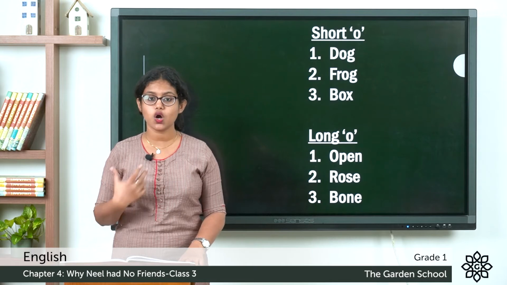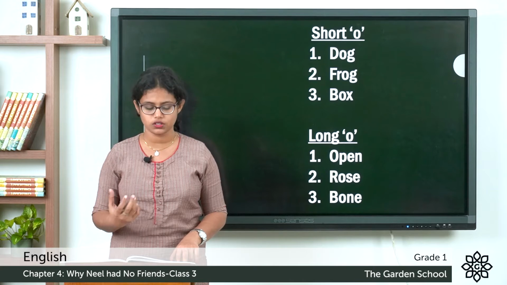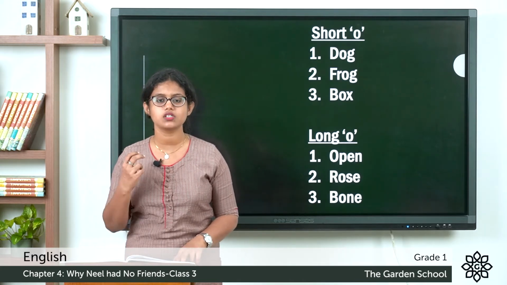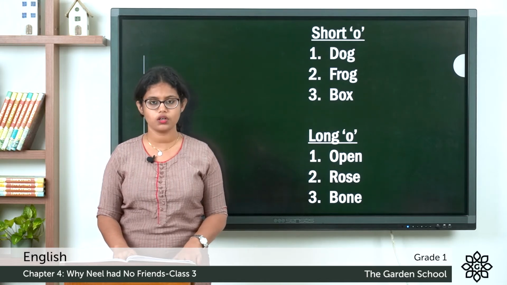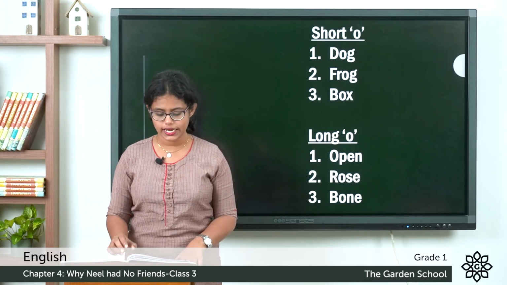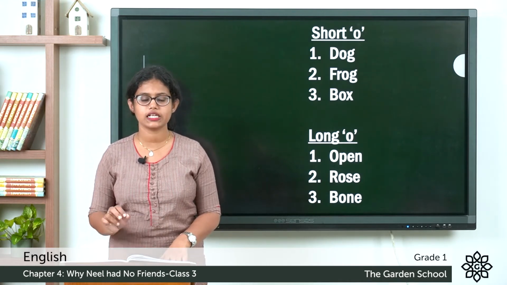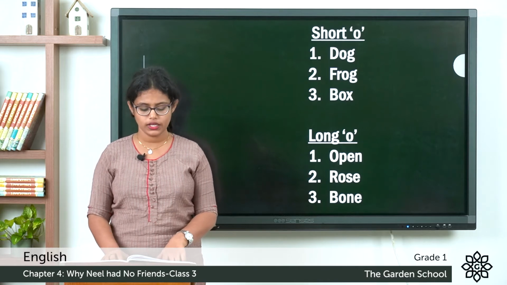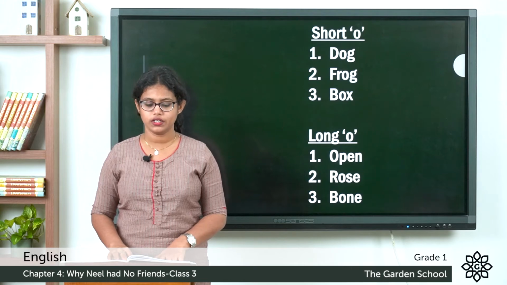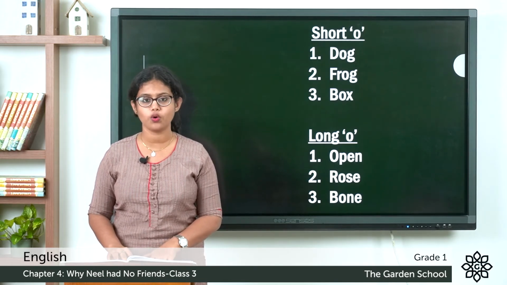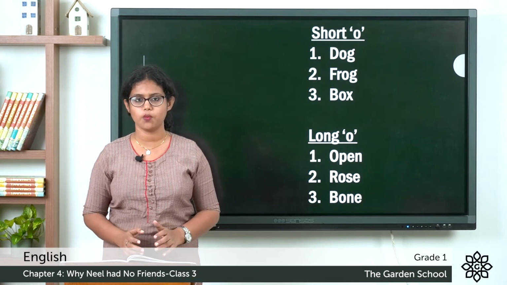First, let's start with short O. So, which all words are with short O? So, let's read. Dog. It sounds short O. So, you can write it in the first box, dog. Next, frog. It has short sound of O. Then, box. It has also short sound of O. The next one, long sound of O. Open, rose, bone. All these have long sound of O. So, you can write it in that box.